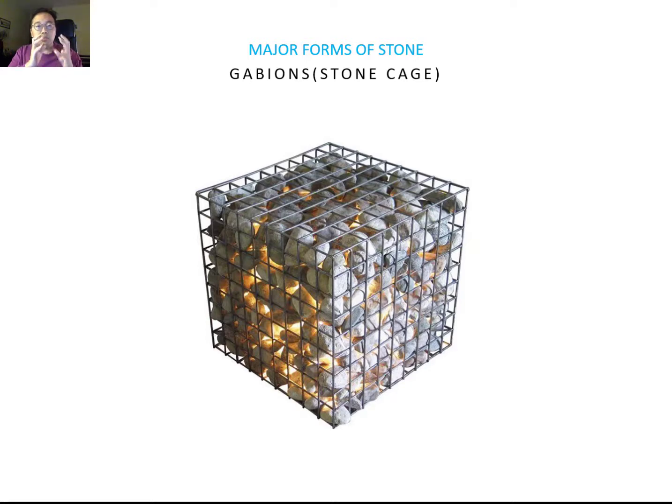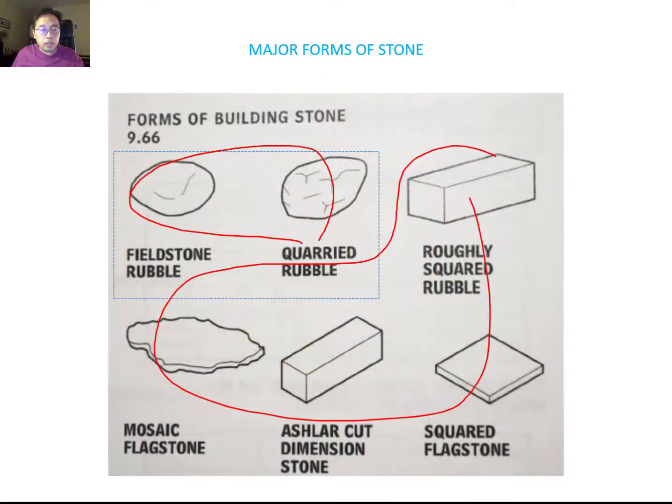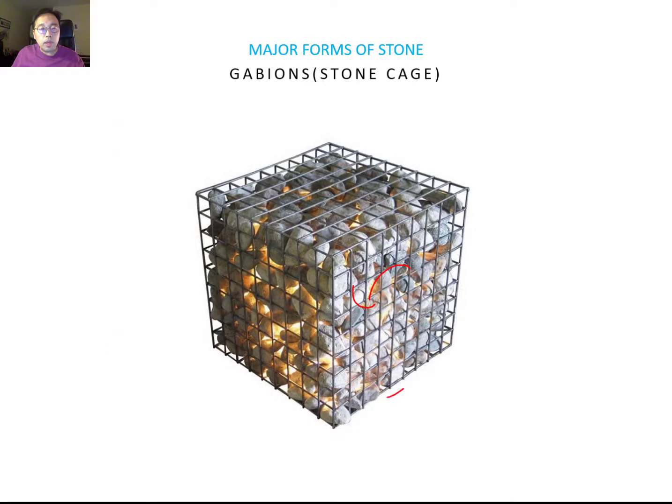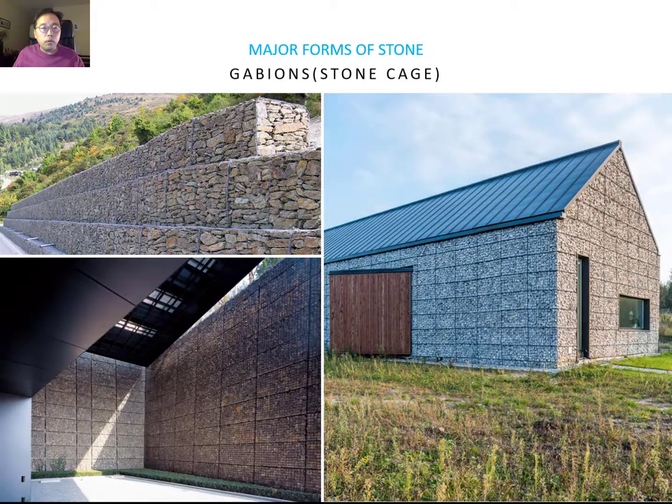Okay, it means you prepare a big cage and then put random stone inside, which is fieldstone or quarried stone, inside of this cage, making a block, which is like Minecraft, making blocks and stacking them together to make a wall. These types of gabion are mostly used for retaining walls on the highway.